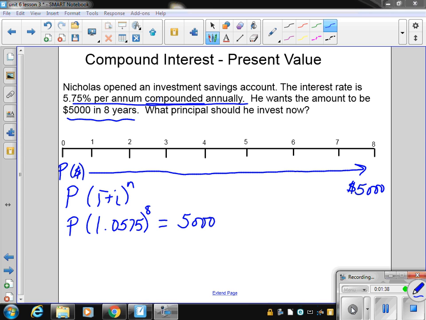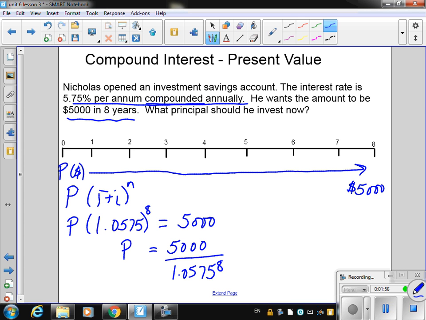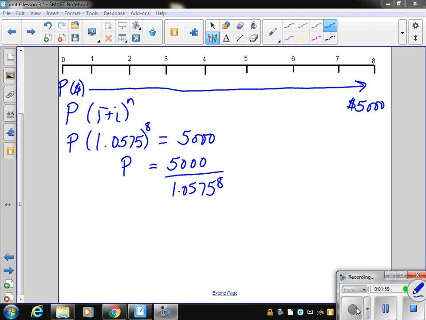So to calculate that principal, I'm going to do a simple division. Please try it as well to make sure your calculator is cooperative. I want to take both sides and divide by 1.0575 to the power of 8. Which gives me $3,196.88. How much interest will Nicholas accrue over the 8 years?